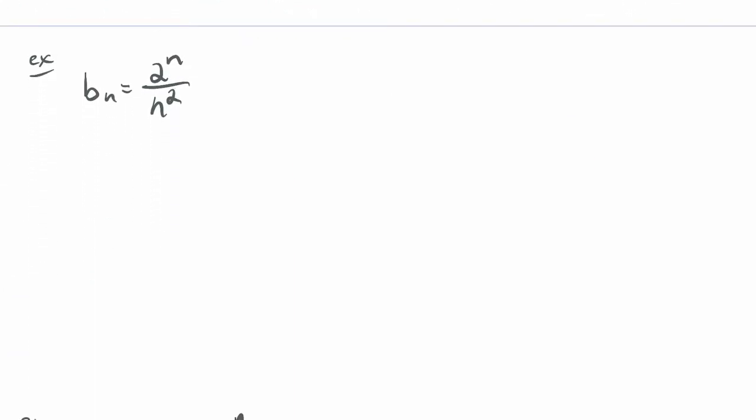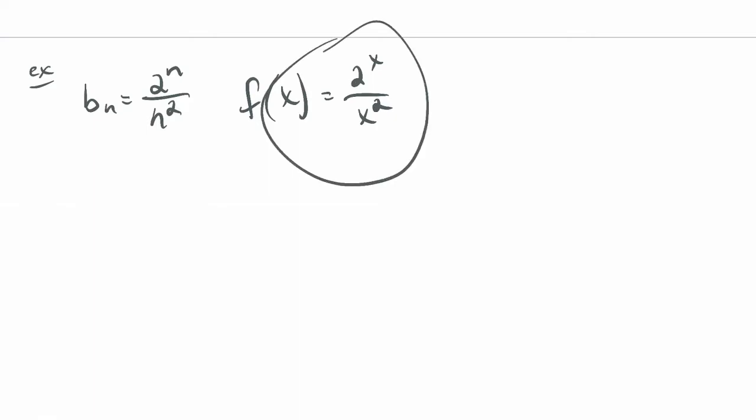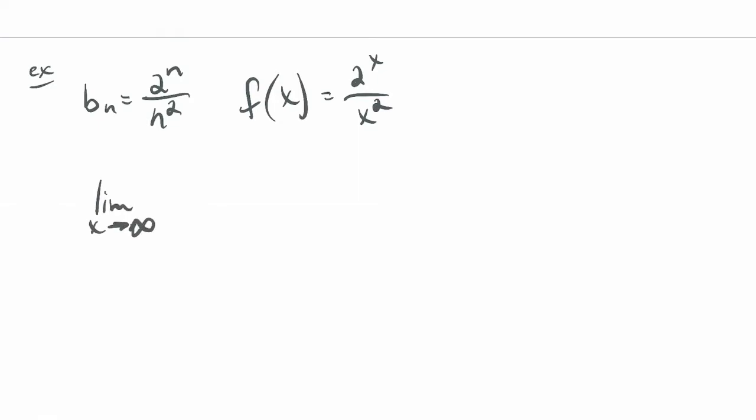Okay, how about this one? So with this one, I could say that f of x equals 2 to the x over x squared, right? And as long as I can find the limit of this as x goes to infinity, then I can find this limit, right? So the limit as x goes to infinity of 2 to the x over x squared.